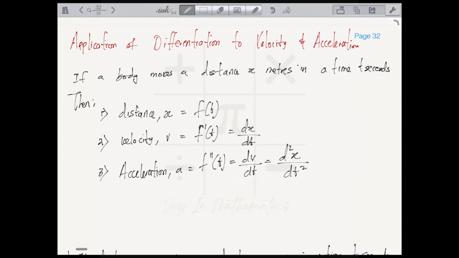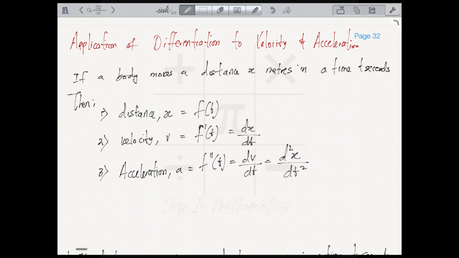In this video, we'll be talking about the application of differentiation to calculating velocity and acceleration. Now, if a body moves a distance x meters in time t seconds, then the distance is given as x, a function of t.